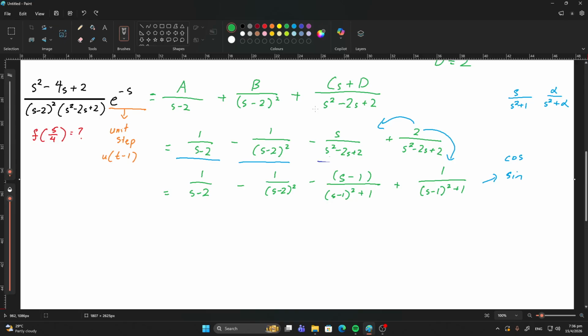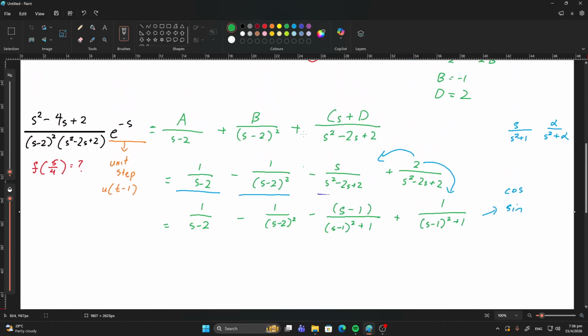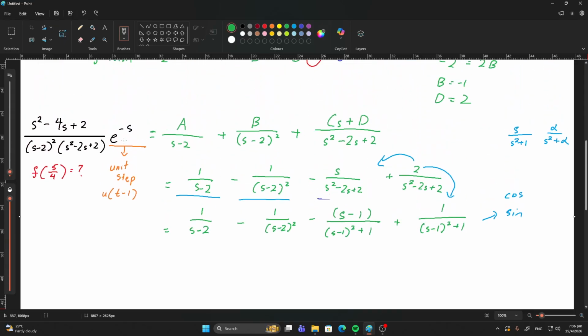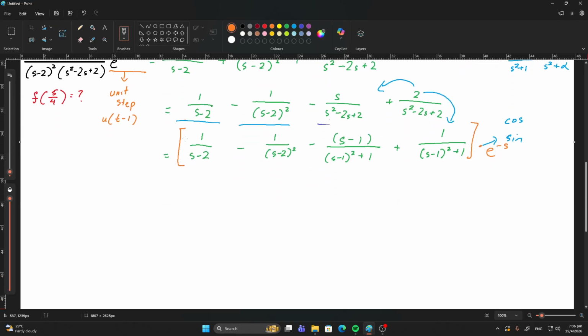So now that we have detected this, guys, remember this e to the power of negative s. So to remind you, this whole thing times this, right? So now let's go ahead and Laplace inverse each term, shall we? So Laplace inverse term, okay, I'm going to call it term 1, 2, 3, 4. Maybe we can call this a 5, okay?